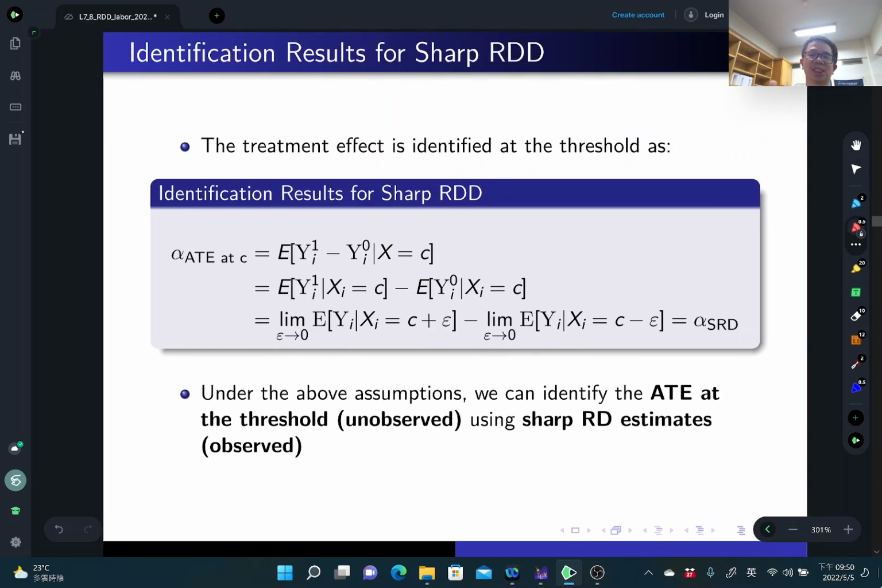So this suggests we can use the outcome of the people just above the cutoff and the outcome of the people just below the cutoff, and compare their difference, to identify the average treatment effect for the people just around the cutoff. We cannot observe this directly, but we can use the observed outcomes to estimate and identify it. Okay, so that's all for the potential outcome framework for the RD design.